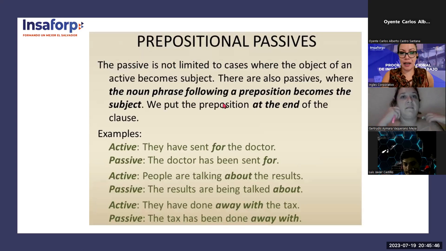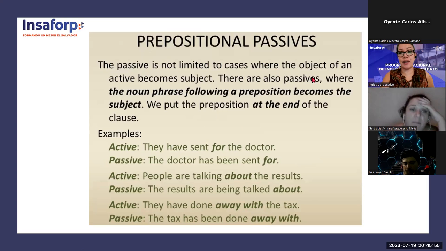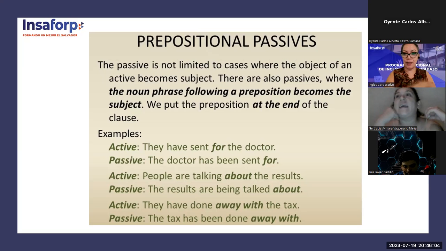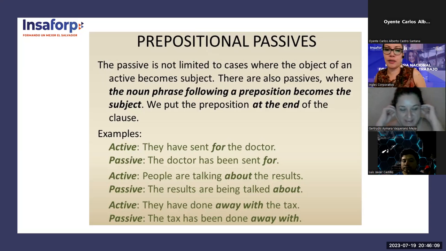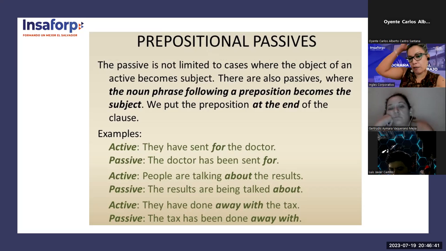Okay, now. Prepositional phrases. Some cases you can see that the passive is not limited to cases where the object of an active becomes the subject. No está limitado, como ya se pudieron dar cuenta, a que el objeto se mueve así, sino que también hay pasivos donde el noun phrase lleva una preposición. Ese se vuelve sujeto. We put the preposition at the end of the clause. Por ejemplo, they have sent for the doctor. Cuando hay preposiciones como ahí, vemos que siempre el object es el doctor. Entonces, pero hay una preposición for the doctor, y entonces decimos, ¿y qué hago con esa preposición? Se pone al final.